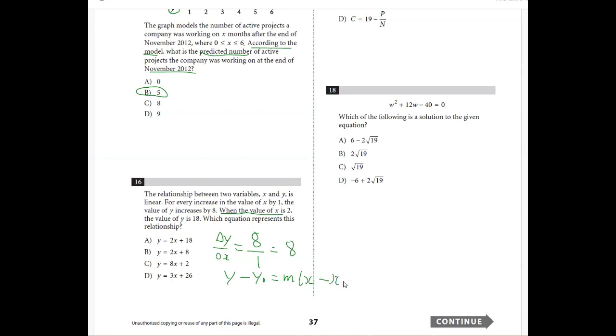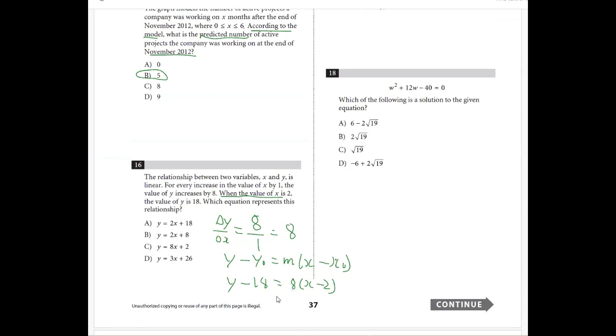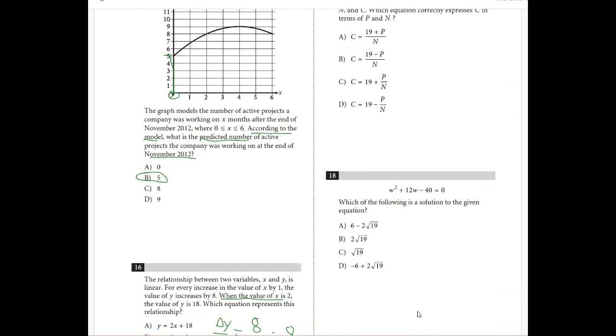So I'm going to go ahead and write that down here. So y minus 18 is equal to 8 times x minus 2. If I solve that, it becomes y is equal to 8x minus 16 plus 18. And it becomes y is equal to 8x plus 2. So C is the correct answer choice here.